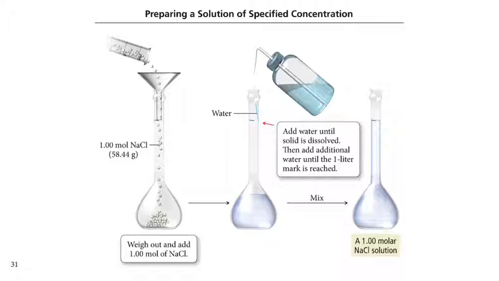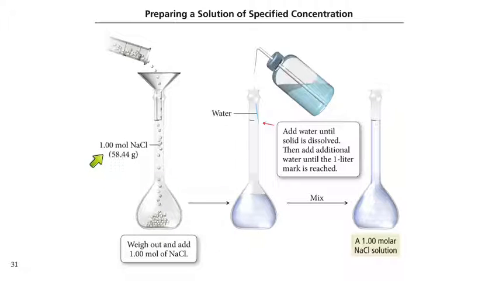Here's an illustration showing how we might make a solution that has a particular molarity. And you are going to be doing this in lab this afternoon, so pay attention to this. So when you're making it from a solid, you're going to weigh out the required amount of solid. Here we're trying to make a 1 molar sodium chloride solution. 1 molar means 1 mole of sodium chloride in 1 liter of solution. So you figure out how much sodium chloride by mass you need.